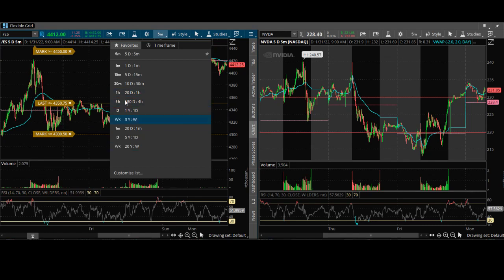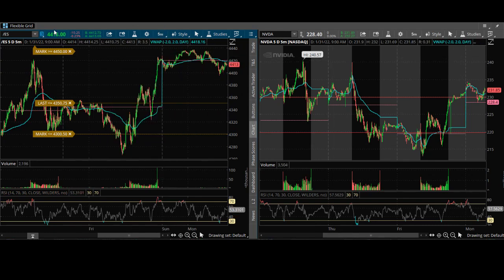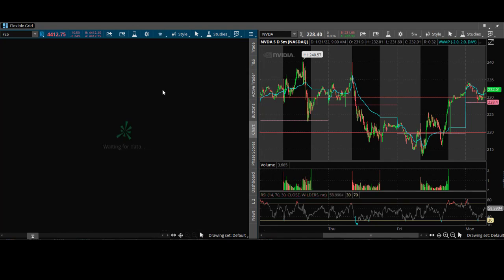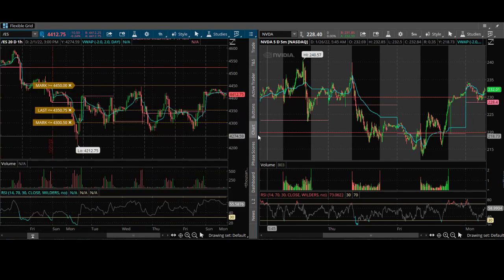All right, so first, always chart the ES. It's really nice if you have the ES on one side and your chart on the other so you can compare the two. Anything over that would just be overkill. Let's just zoom out to the hourly, guys.